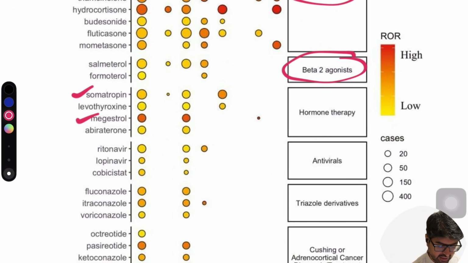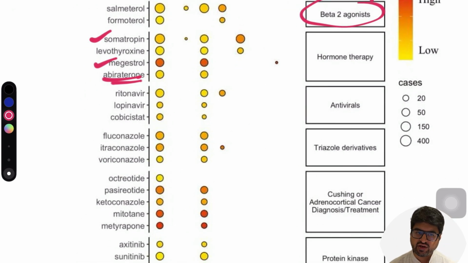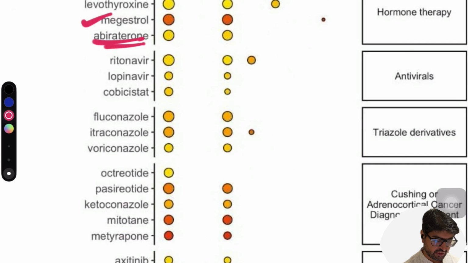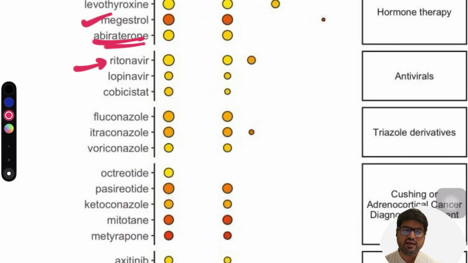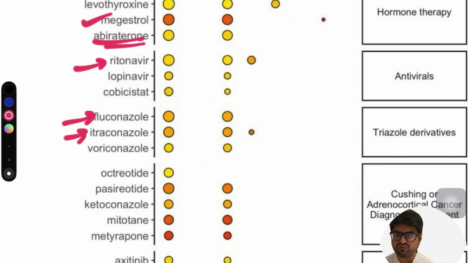And a very important drug, and I'll tell you a story of this one patient of ours, is abiraterone. This is used as a drug in prostate cancer, and this is also known to produce adrenal insufficiency. Then you have antiviral drugs like ritonavir. Ritonavir is used in HIV, and that again leads to adrenal insufficiency. Fluconazole, itraconazole, right? Important drugs used for fungal infections, right?